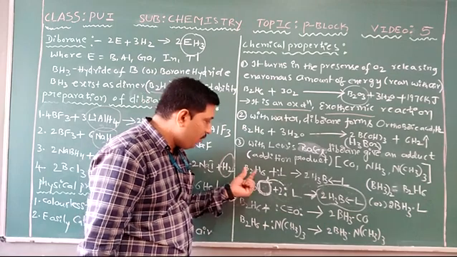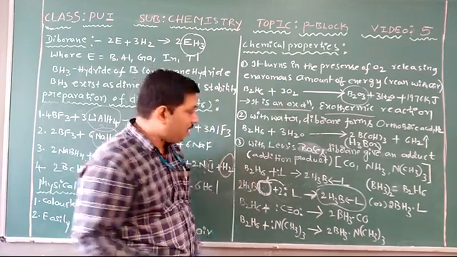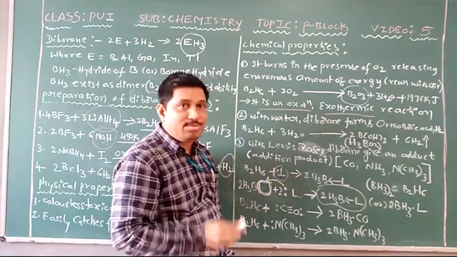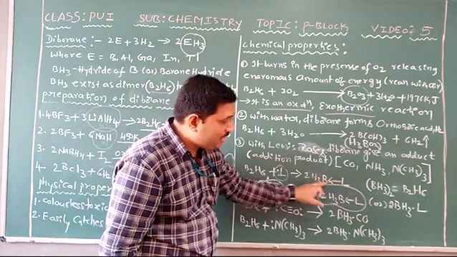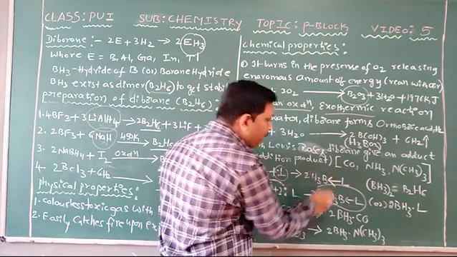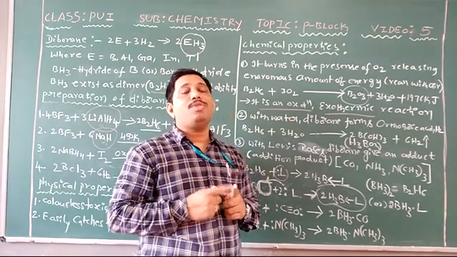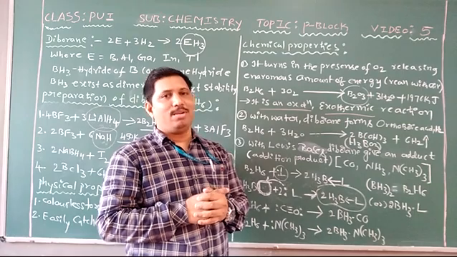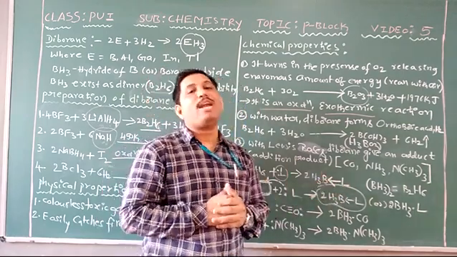First one, student. When diborane B2H6 reacts with L, where L stands for Lewis base, it can form BH3L. This bond indicates a coordinate covalent bond. We know that a single line indicates a single covalent bond, a double line indicates a double covalent bond, and a triple line indicates a triple covalent bond. But where an arrowhead is present, that is a coordinate covalent bond.